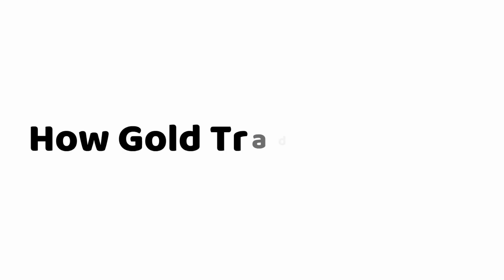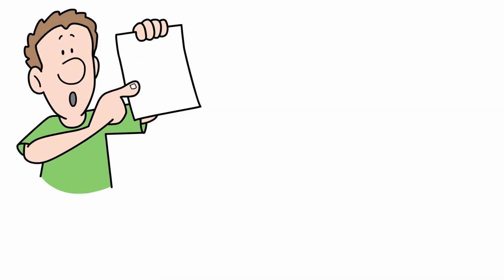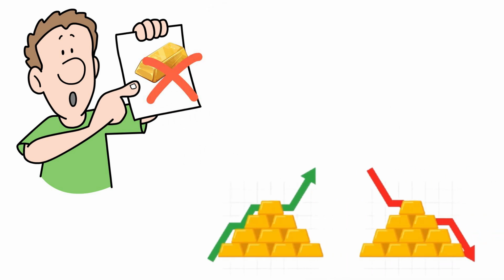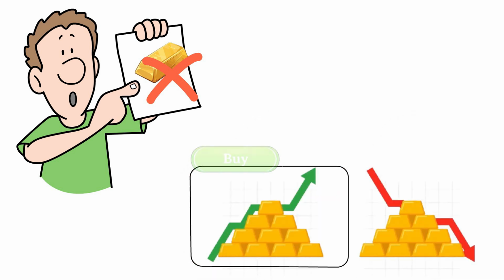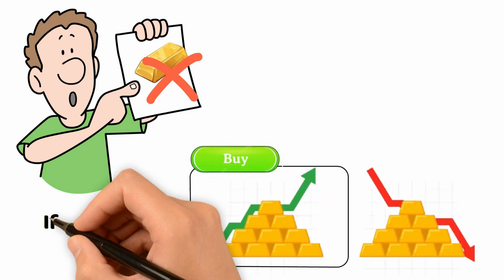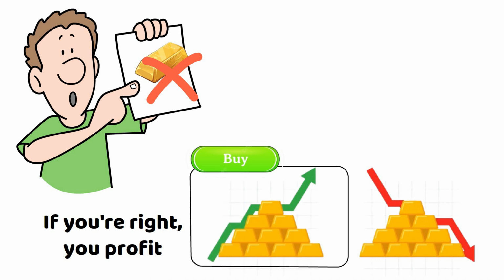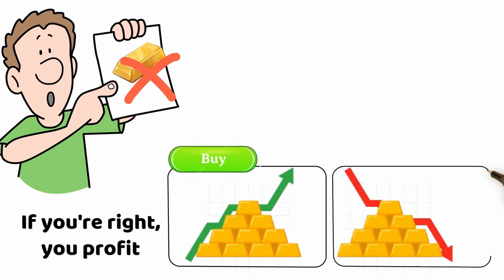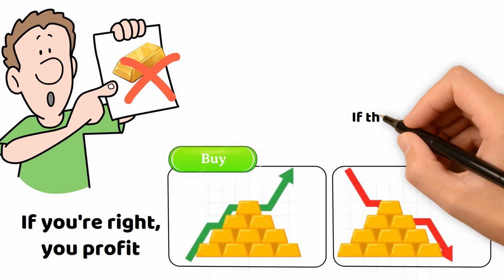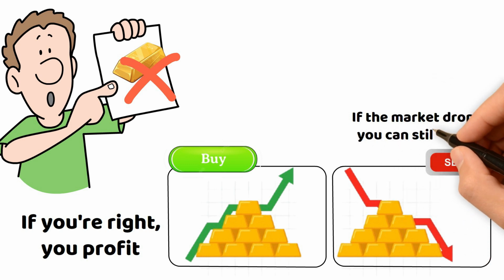How gold trading works. Here's something that surprises most beginners. You don't need to own a gold bar to trade gold. You're simply trading whether the price of gold will go up or down. If you think the price will rise, you place a buy trade. If you're right, you profit. If you think the price will fall, you place a sell trade. If the market drops, you can still profit.